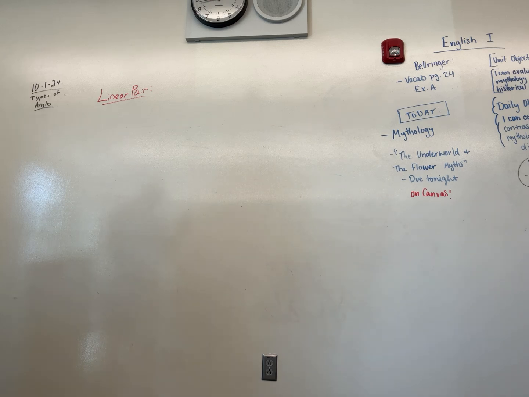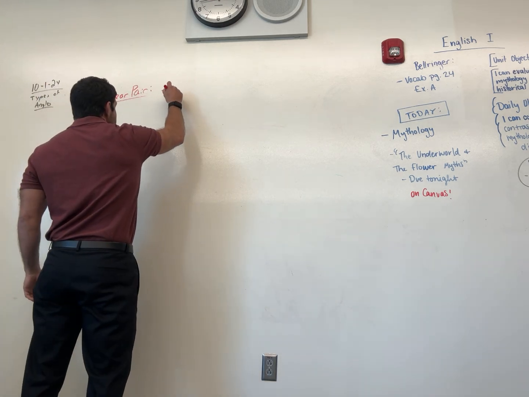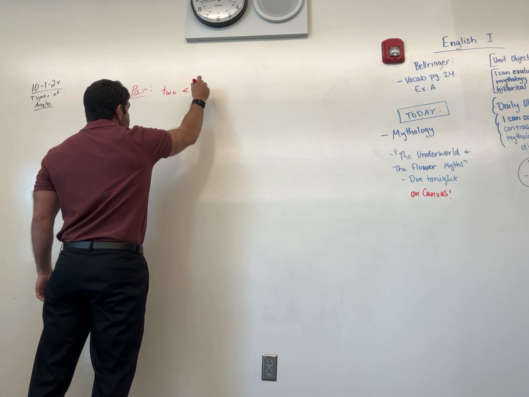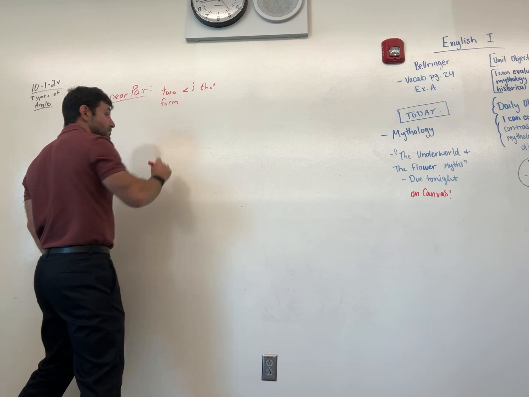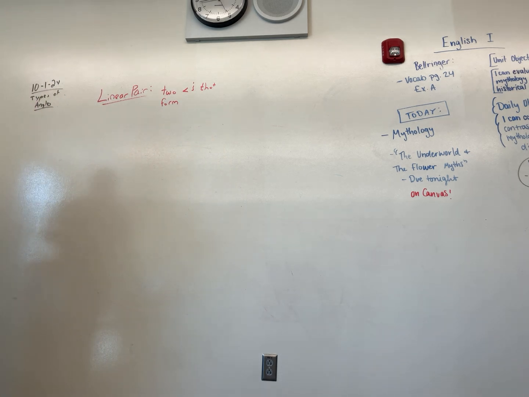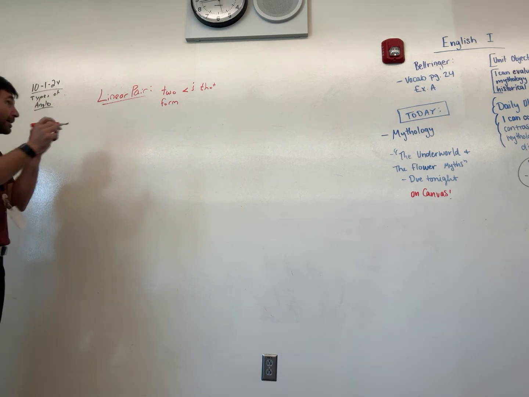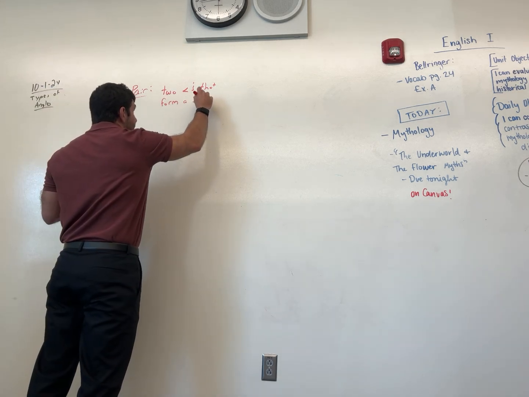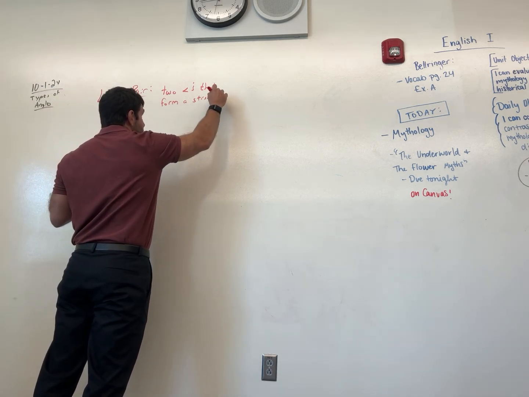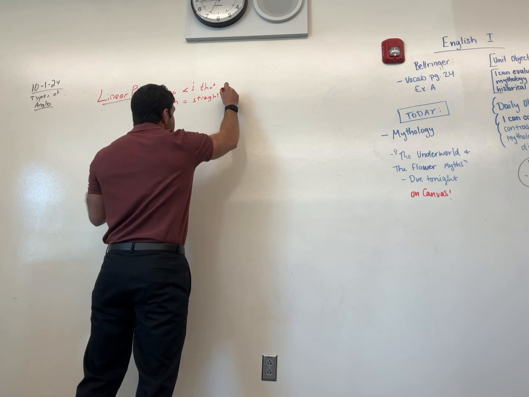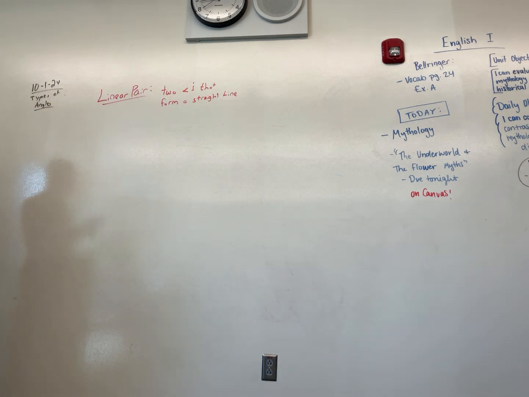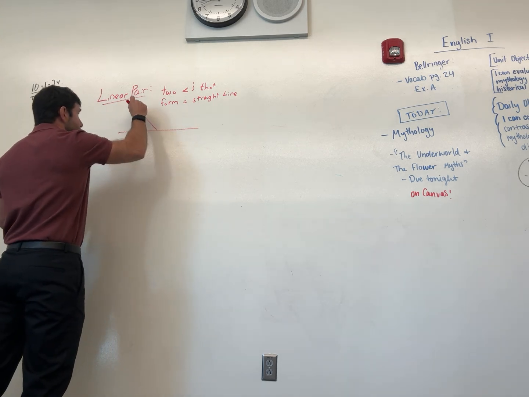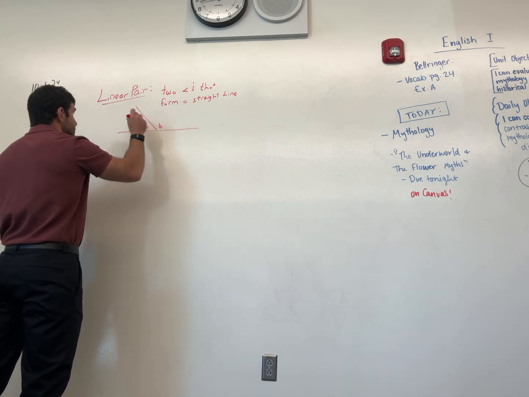A linear pair: two angles that form what? A straight angle, a straight line. I don't like to use straight angle, so I'm going to say they form a straight line. So it's two angles that form a straight line. A linear pair are A and B.